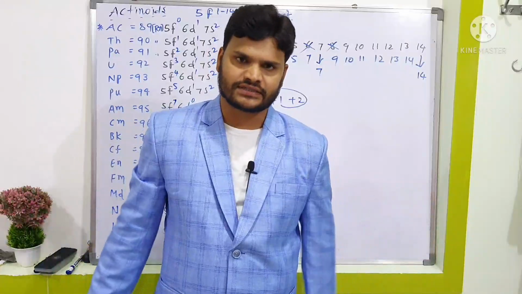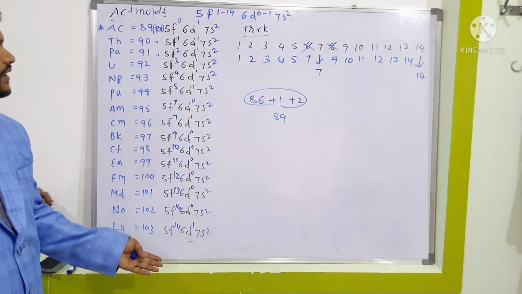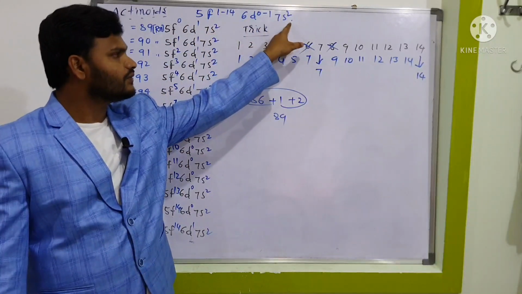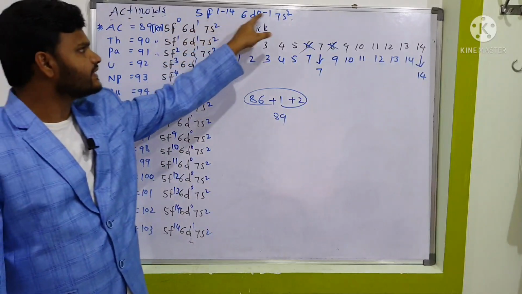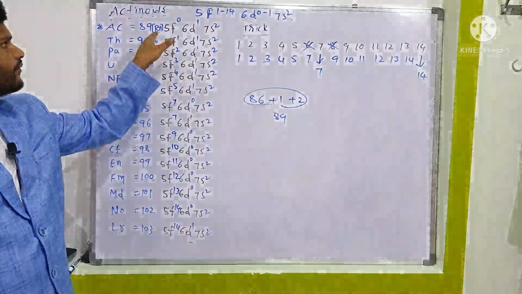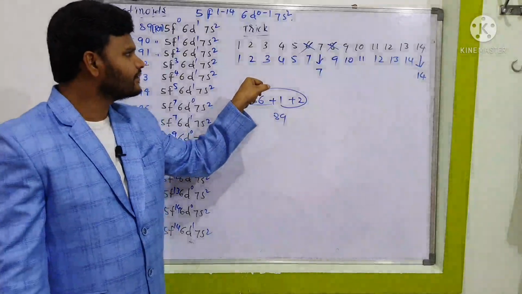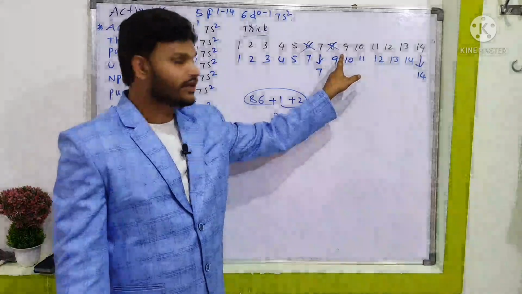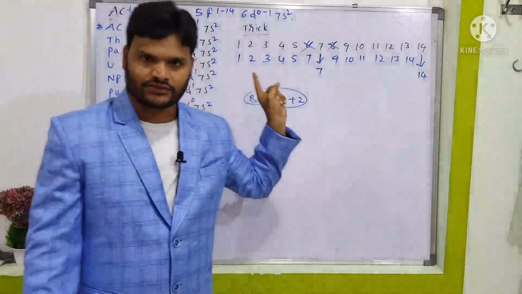Okay students, actinoids, like that you have to write. First, what is the general electronic configuration? 5f 1 to 14, 6d 0 to 1, 7s2. Next you have to take the basic unit 5f 6d 7s for every element. Before that you need to write radon. Clear? Next, what is the trick? Don't take 6 and 8. Next, don't change 7 and 14. Yeah, same procedure as lanthanoids.